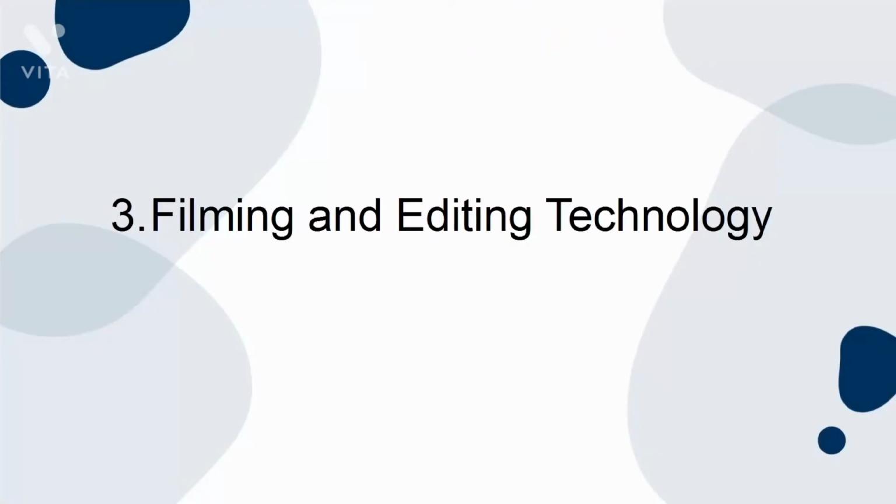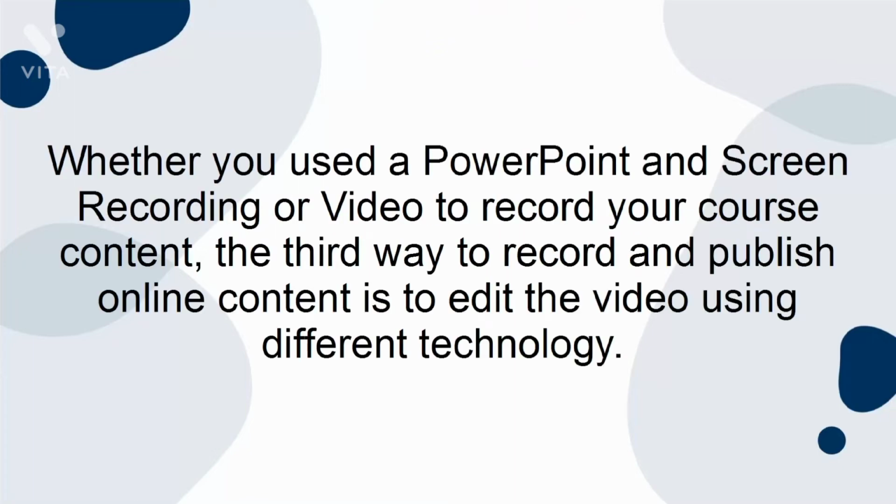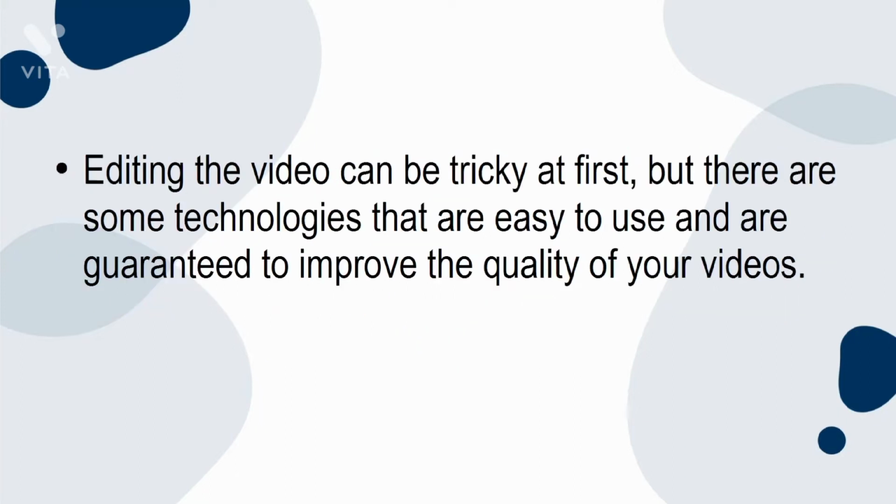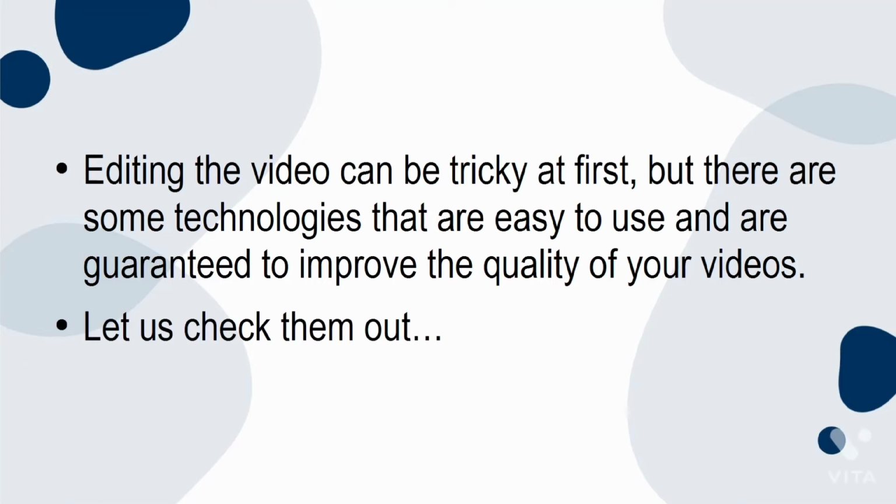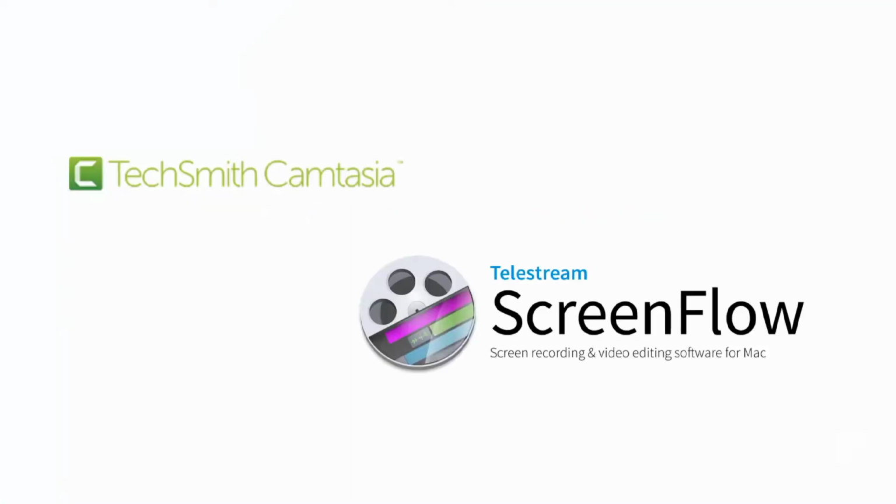3. Filming and editing technology. Whether you used a PowerPoint and screen recording or a video to record your course content, the third way to record and publish online content is to edit the video using different technology. Editing the video can be tricky at first, but there are some technologies that are easy to use and are guaranteed to improve the quality of your videos. Let's check them out. Camtasia and ScreenFlow are 2 of the most popular editing software.